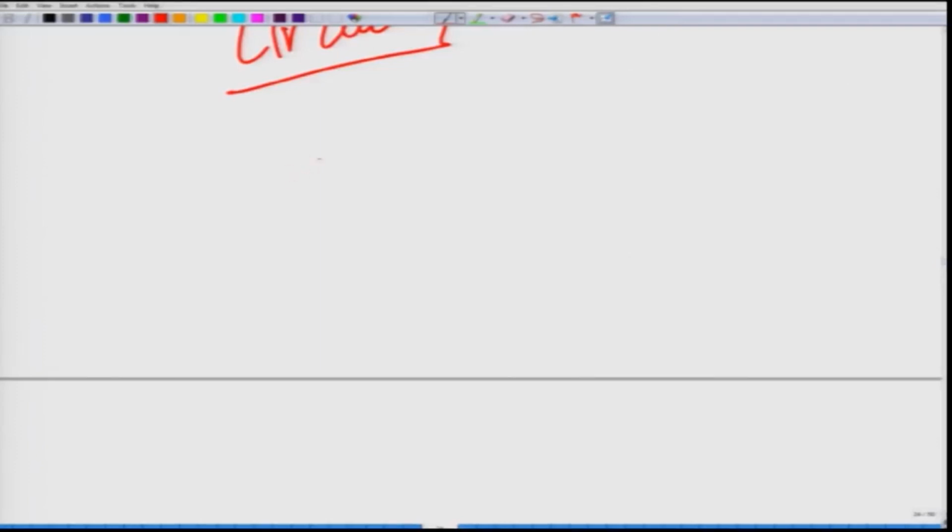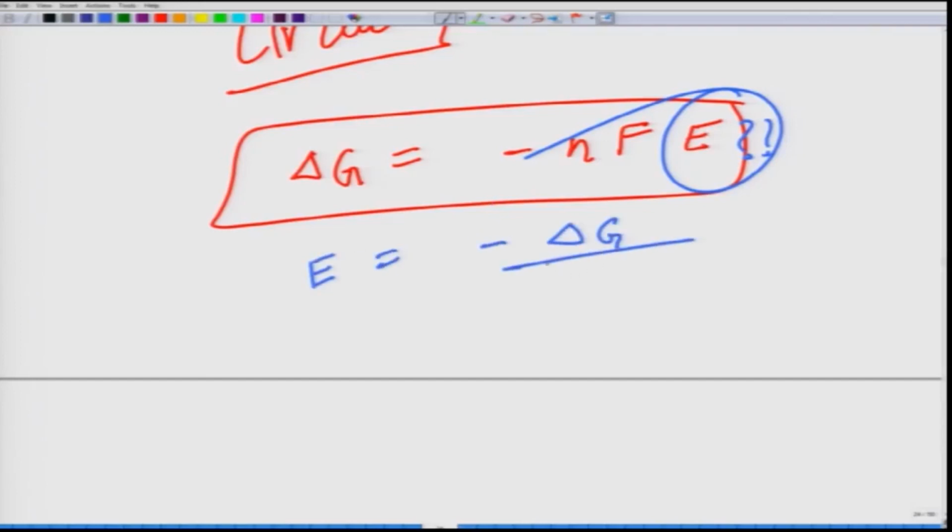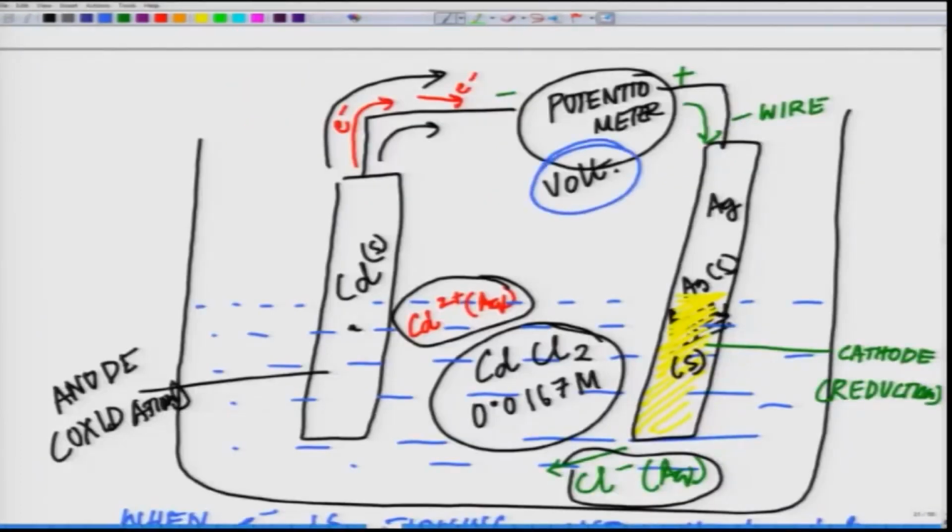If you remember, the formula was delta G is equal to minus nFE, where E was the voltage. So, what we have to figure out is the E, right. E is your unknown parameter. Now, if you put it like this, E is equal to minus delta G upon nF. If I plug in the values, you will see what the voltage is.